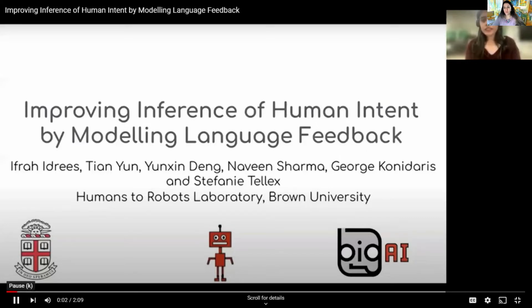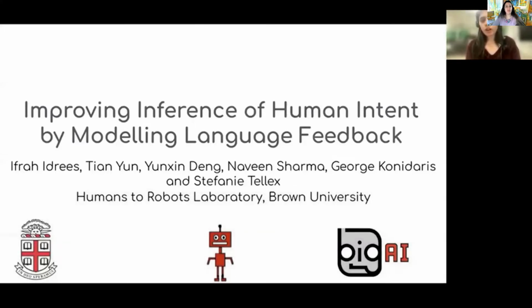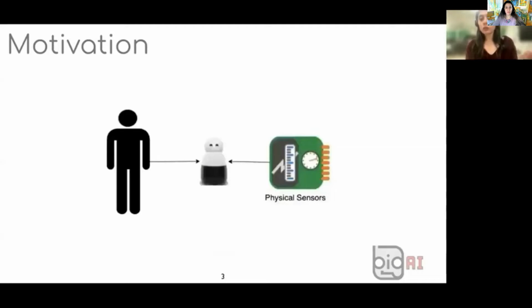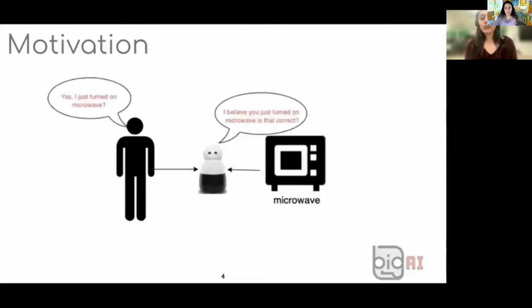Hello, everyone. My name is Ifrah Idrees, and today I will be presenting my work on improving inference of human intent by modeling language feedback. This project is co-advised by Konidaris and Stefanie Tellex. The problem we are trying to solve is how can we enable a conversational robot to monitor humans' progress as they perform multiple hierarchical tasks, and how can they do that by incorporating not only observations about the world sensor and human actions, but also language feedback from the user in response to the question asked by the robot.